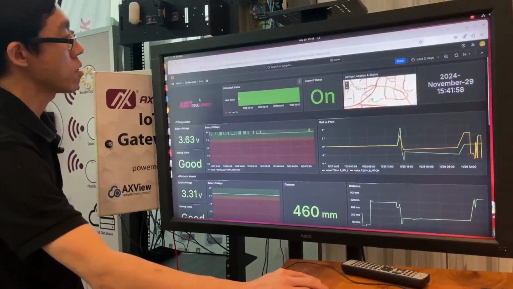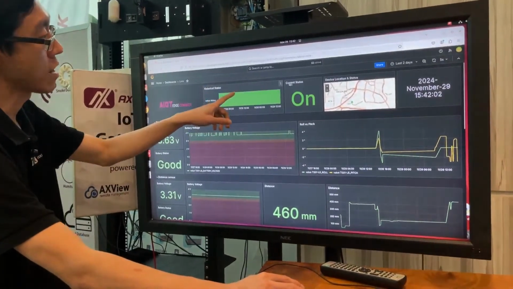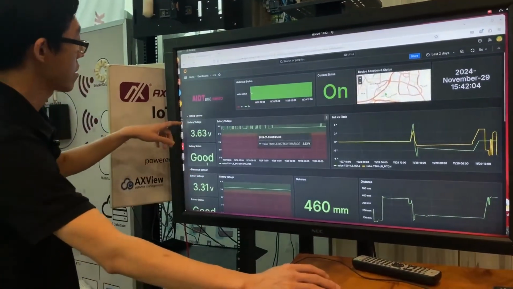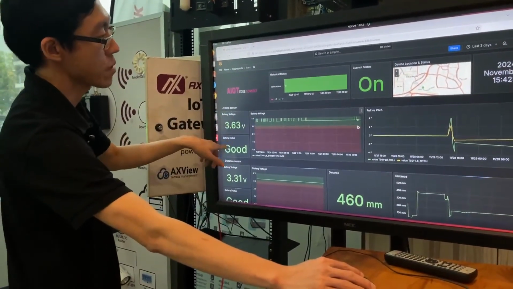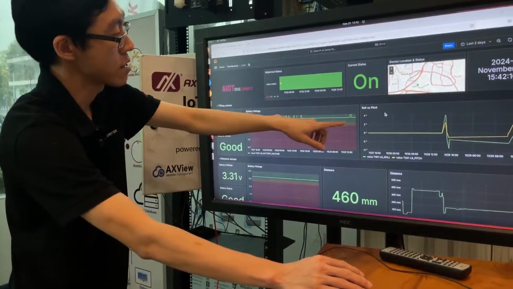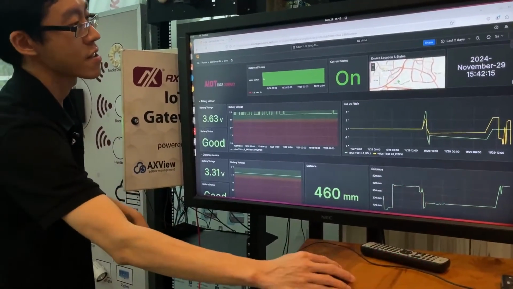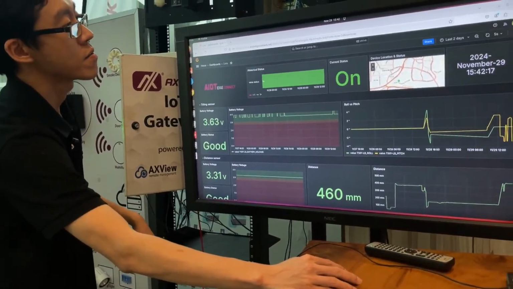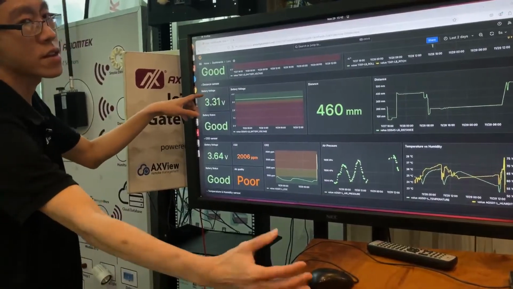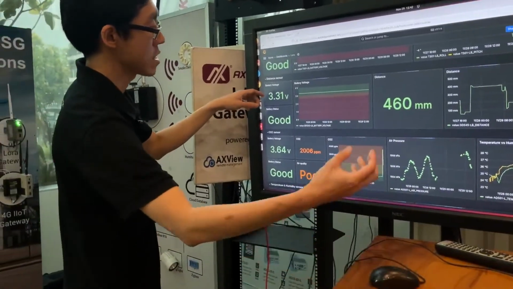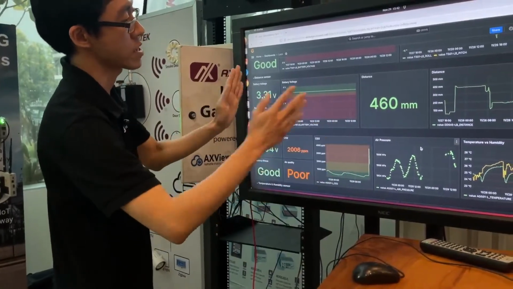So we start from the top here. Here is the historical status of the 4G IoT gateway. And then here we have the tilting sensor, which can show the battery voltage and the battery status. This is the roll and the pitch. Down a bit, this one is the distance sensor, which is the water level sensor. Basically it's ultrasonic, measuring the distance from the sensor to the object.